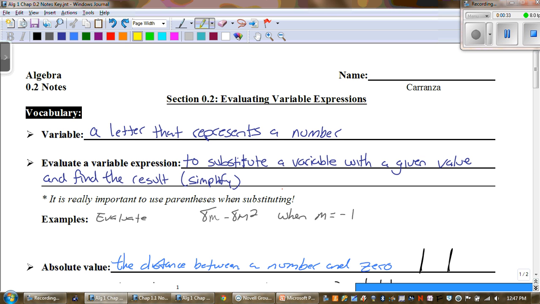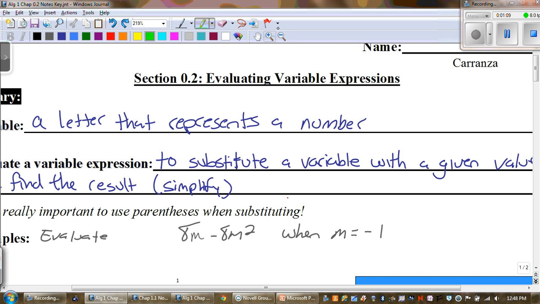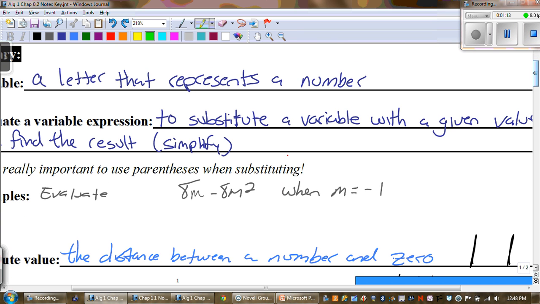Okay, now evaluate a variable expression. That means when you substitute a variable with a given value and find the results. And that pretty much means to simplify. And something to remember is when you simplify, it's really important that you use parentheses when substituting, okay? You're going to see me do that all the time, okay? So let's take a look at the first one.